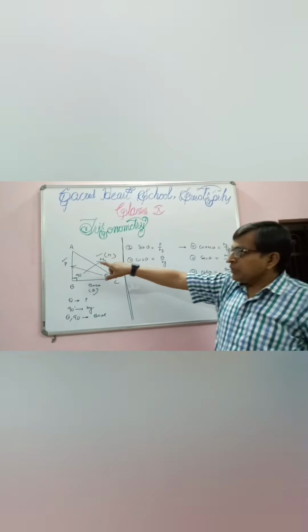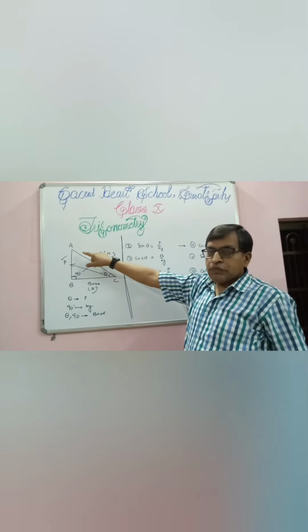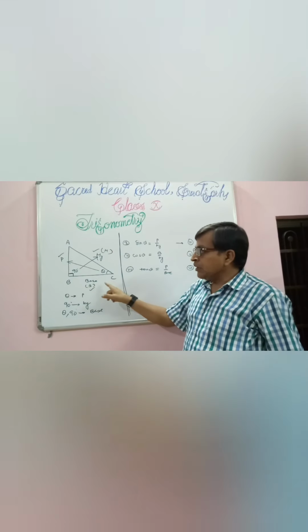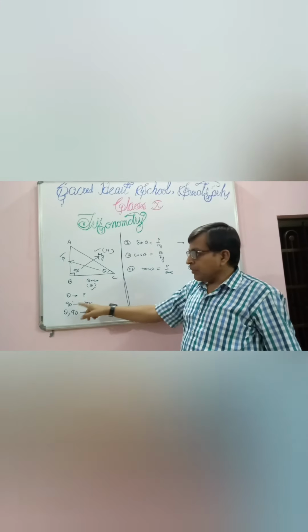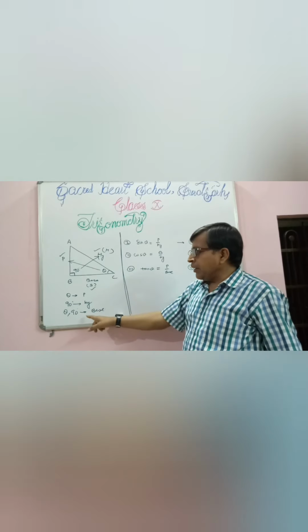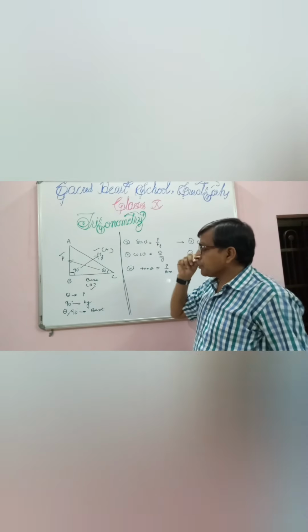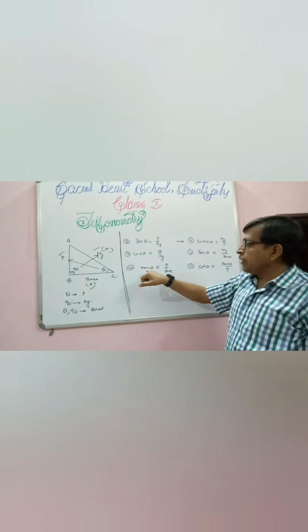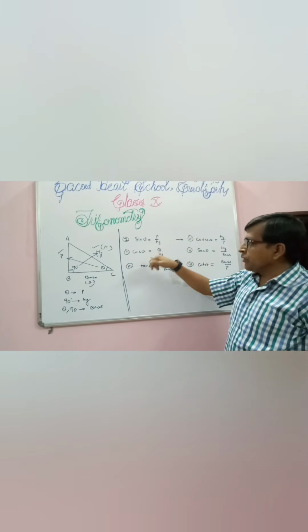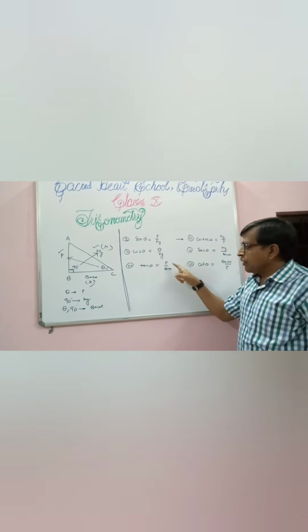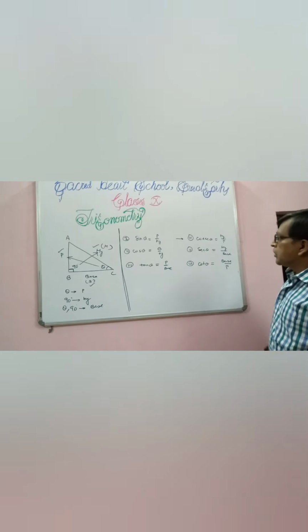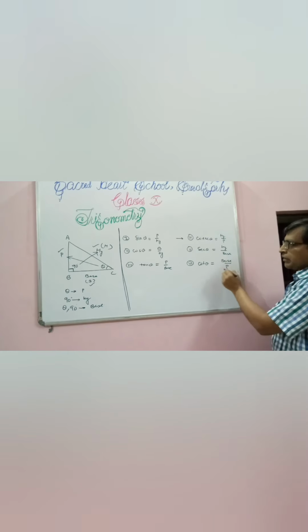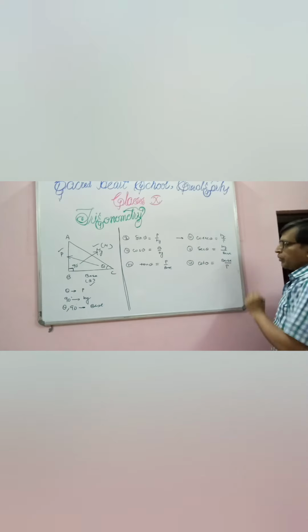In the basics of trigonometry, first we make the right triangle: 90 opposite hypotenuse, theta opposite perpendicular, and 90 and theta both adjacent to the base. The trigonometry ratios are sin theta, cos theta, tan theta. Sin theta is perpendicular upon hypotenuse, cos theta is base upon hypotenuse, tan theta is perpendicular upon base. Cosec theta is hypotenuse upon perpendicular, sec theta is hypotenuse upon base, and cot theta is base upon perpendicular.